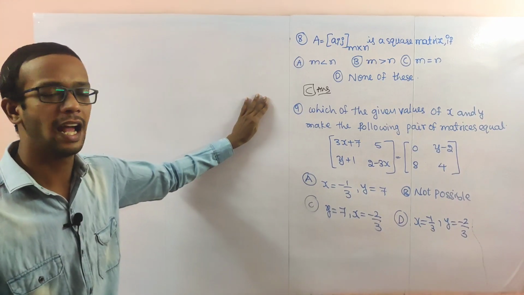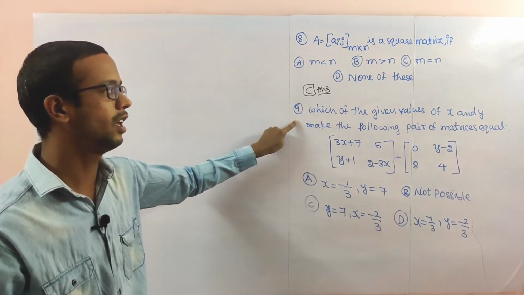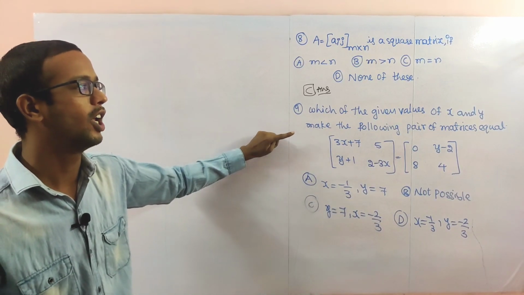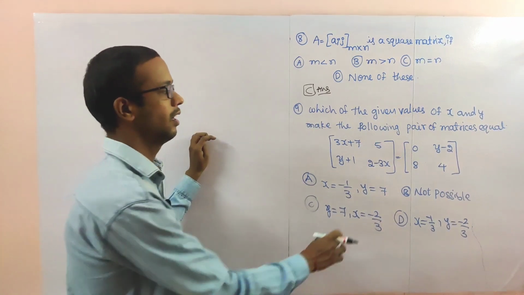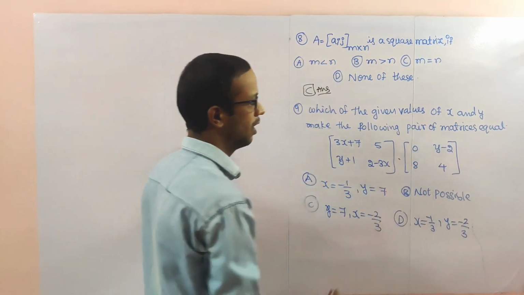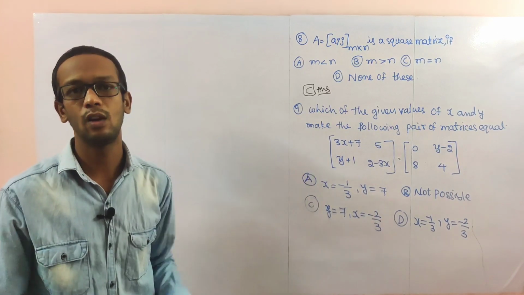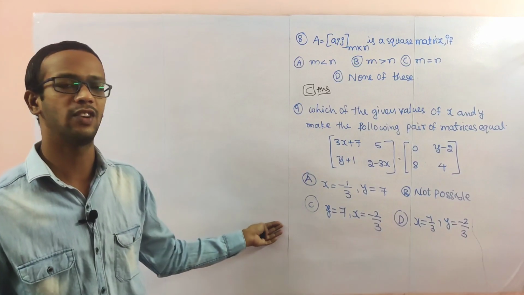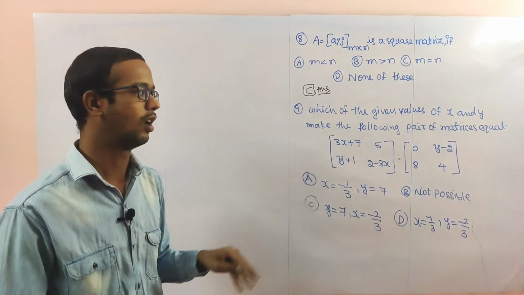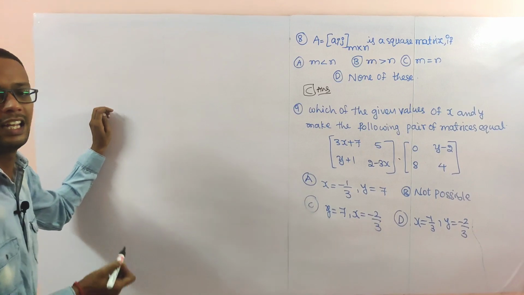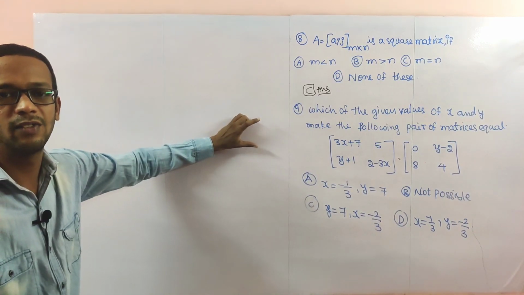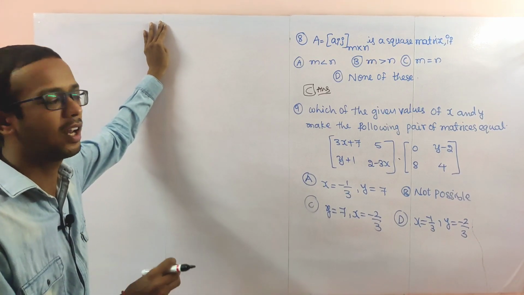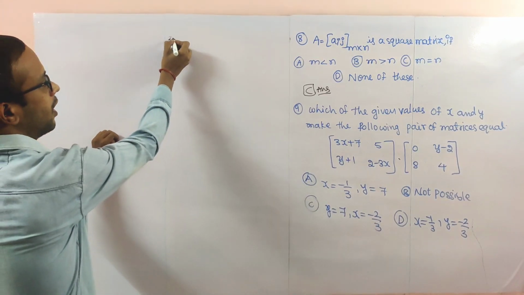Next, problem number 9. Which of the given values of x and y make the following pairs of matrices equal? These two matrices are equal when both are equal for the x and y values. Which pair will satisfy the equality condition? So first we have to take the equality condition. Equal matrices means corresponding elements are equal.